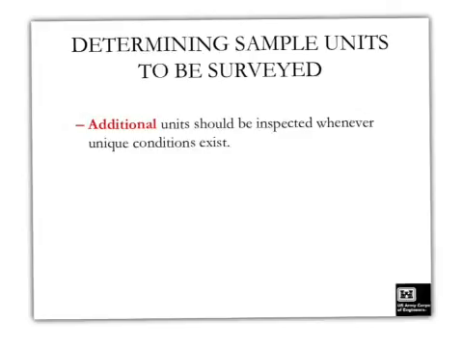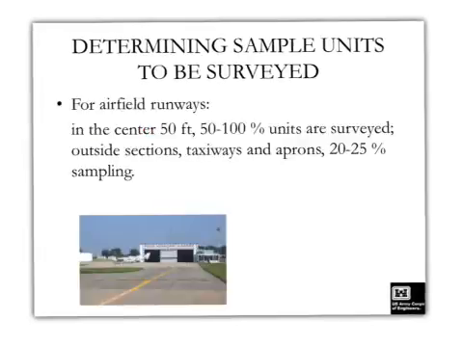When it comes to airfield runways, typically we would like to sample and inspect somewhere between 50 to 100% of the units in the center of the runway, while for the taxiways and aprons we would like to inspect somewhere between 20 and 25% of the sampling units. Why the difference? The difference reflects the importance of the center units of the runways compared to the taxiways.